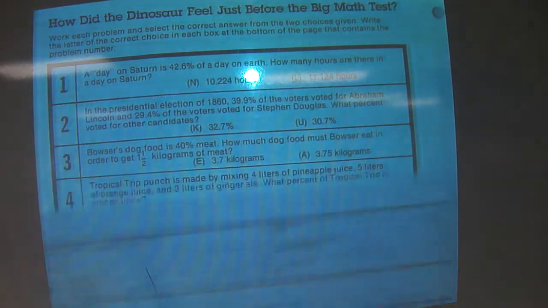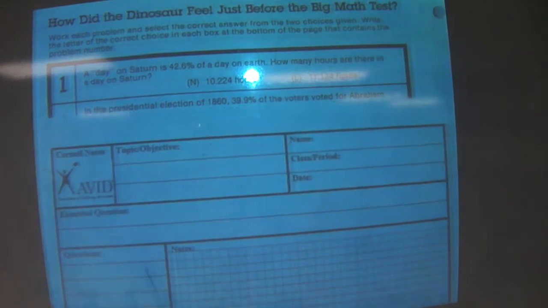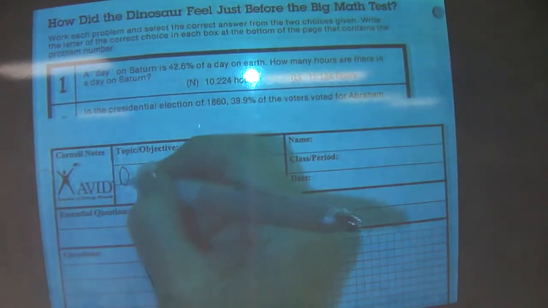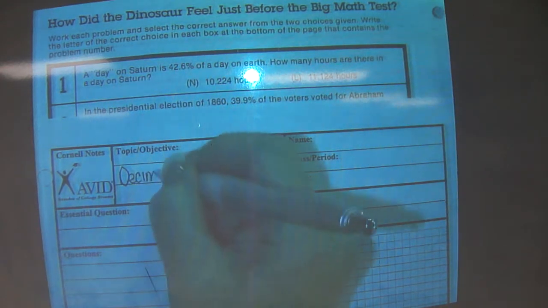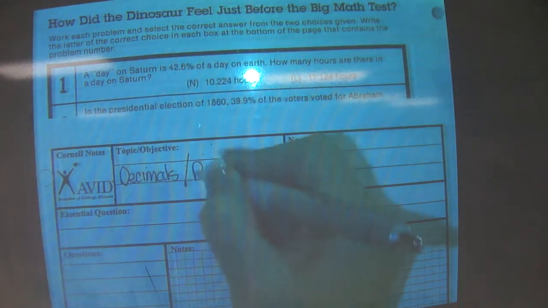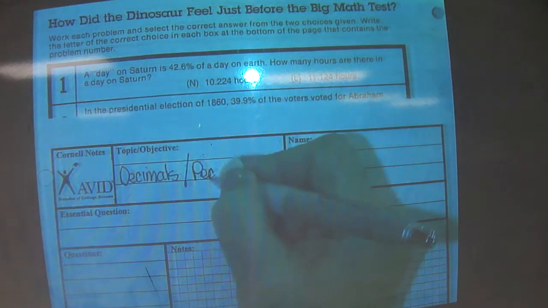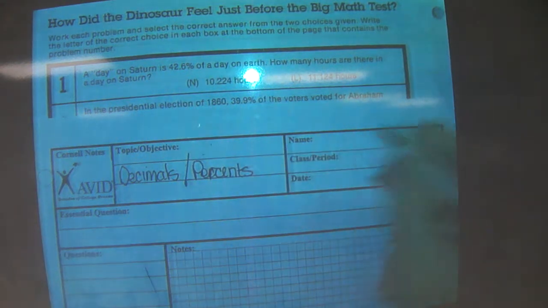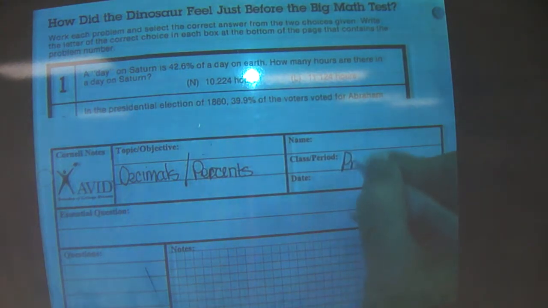Okay. So here, what we're working on are decimals and percents. Everybody with me? Yes. Oh, you guys have this. Thank you. Good. Take out your Cornell notes. You have the decimals and percents. It's pre-algebra time.